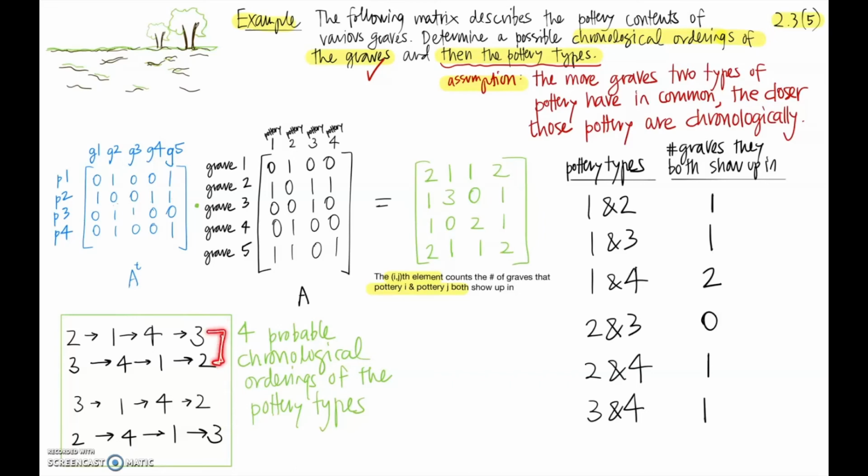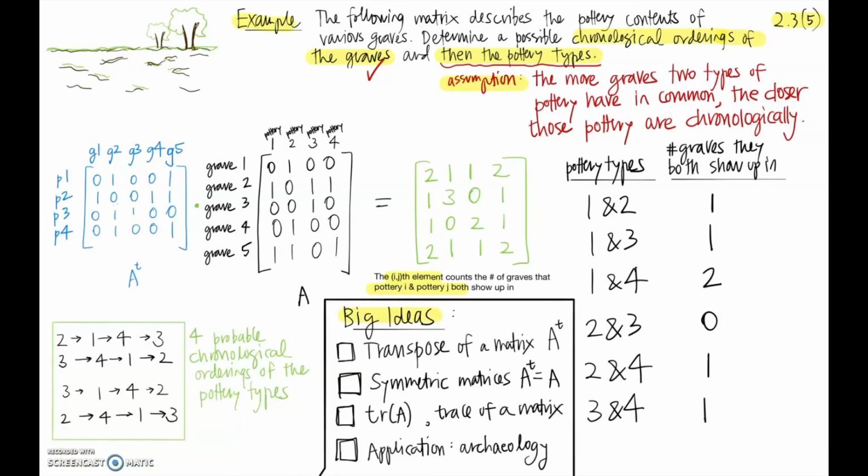These 2 are the same, just opposite directions, and these 2 are the same, just opposite directions. So today's big ideas are really the idea of a transpose of a matrix, and along with that, matrices which are symmetric, which means their transpose is the same as the original matrix. These are really an important class of matrices. We mentioned what the trace of a matrix is, and this important application in archaeology.